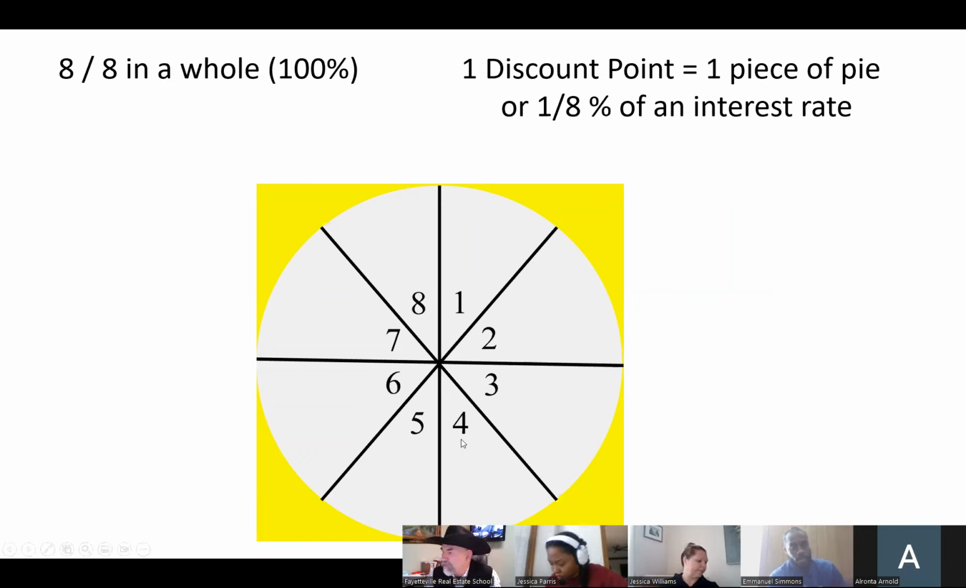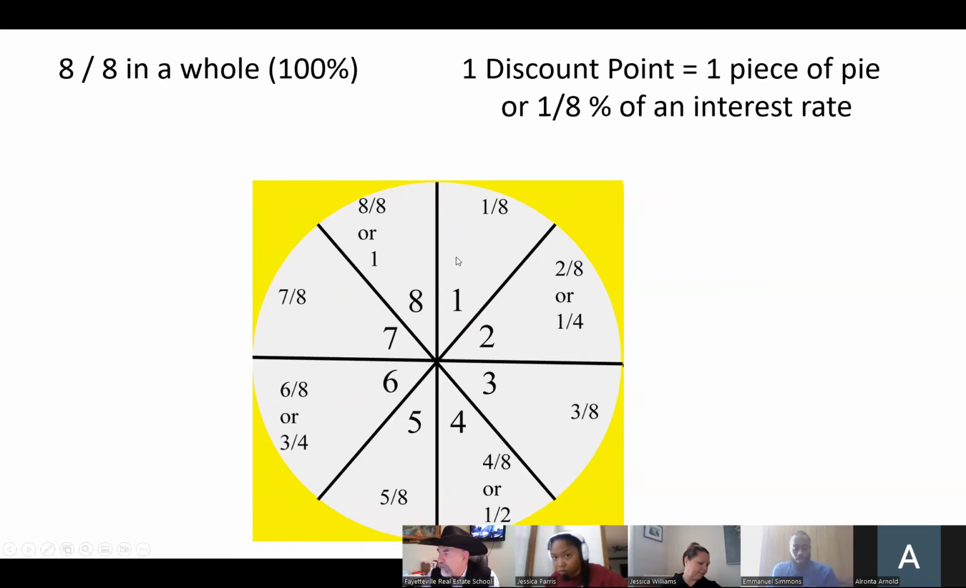2/8, 3/8, 4/8, 5/8, 6/8, 7/8, 8/8. All right, so discount points are in eighths. Let's look. And so now 1/8 of an interest rate, if the buyer paid 1 point, they would lower their interest rate by 1/8%. If they paid 2 points, they would lower their interest rate by 2/8%, and that fraction reduced down to 1/4%. All right, so 2/8 equals 1/4.